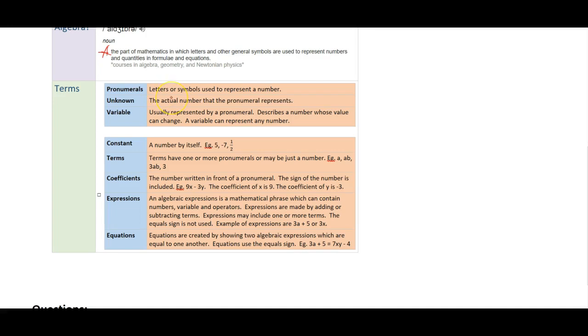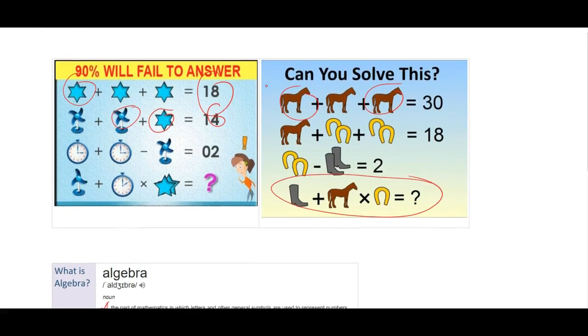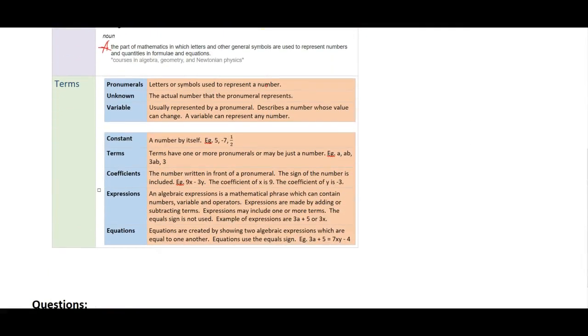Pronumerals are the letters or symbols used to represent a number. In this case, above, you'll see we've got symbols that represent different numbers. In most cases, they just use a letter. So you might see A plus 3 equals 7. In this case, A is a pronumeral. It's a letter or symbol used to represent a number that we don't know. And that is what we refer to as the unknown. That is the actual number that the pronumeral represents. Here, the pronumeral is A, and the actual number that it represents is 4, which we would have worked out as we've gone through.